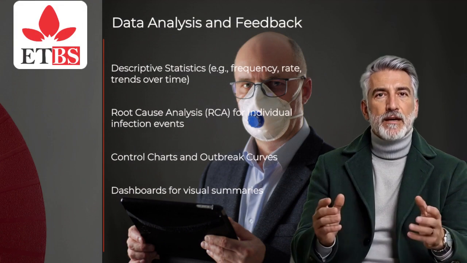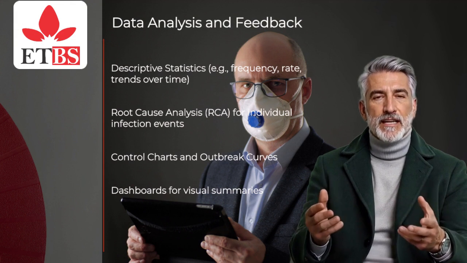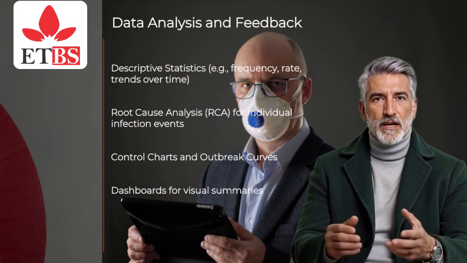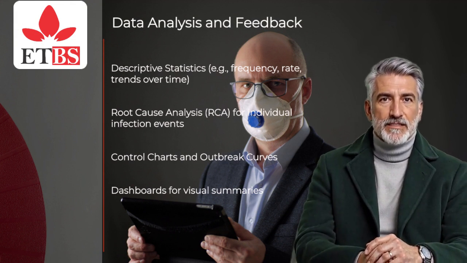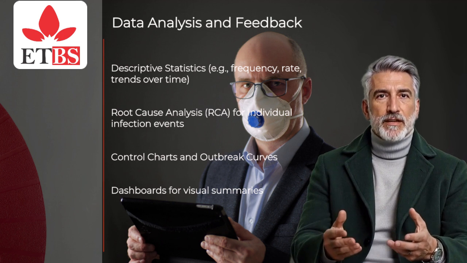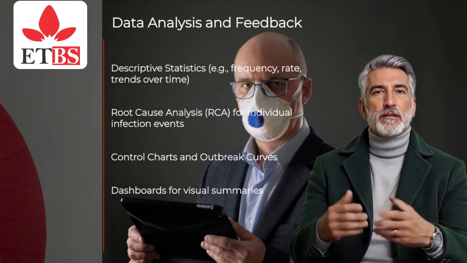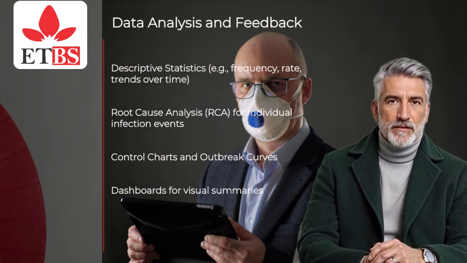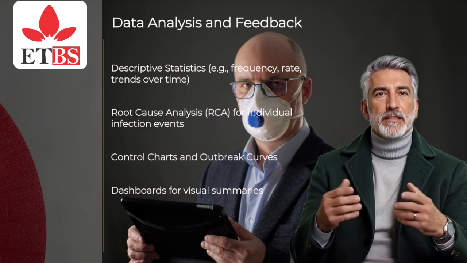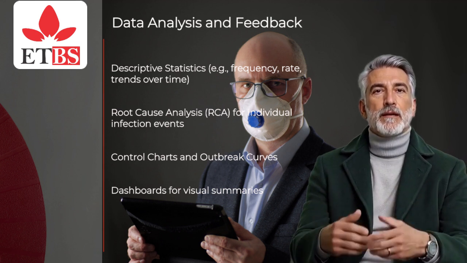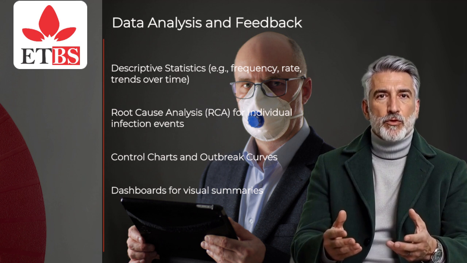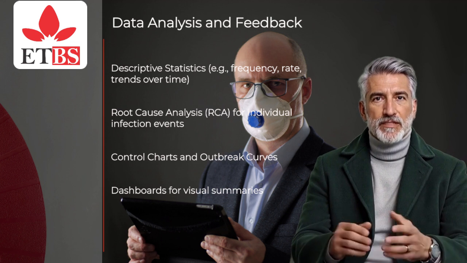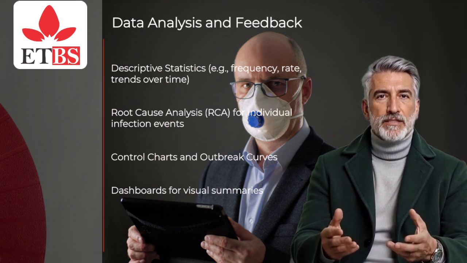3. Data analysis and feedback. Analysis techniques: descriptive statistics, e.g. frequency, rate, trends over time; root cause analysis, RCA, for individual infection events; control charts and outbreak curves; dashboards for visual summaries; comparative benchmarking with peer institutions. Feedback mechanisms: weekly IPC team reports, infection control committee, ICC briefings, staff bulletin boards, incident review meetings, public health notifications. Regular feedback helps build a culture of accountability and transparency.